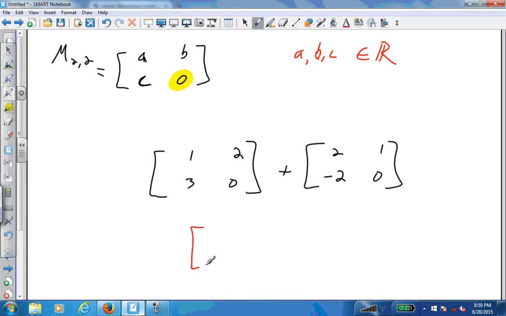So if we add those together, 1 plus 2, 2 plus 1, 3 plus negative 2, 0 plus 0. So we get real numbers for these components. We get a 0 for the second row, second column component. And notice that'll always happen: as long as we take two matrices that have a 0 in the 2, 2 location and add them together, we'll always get a 0 in that position. It doesn't matter what the other ones are.